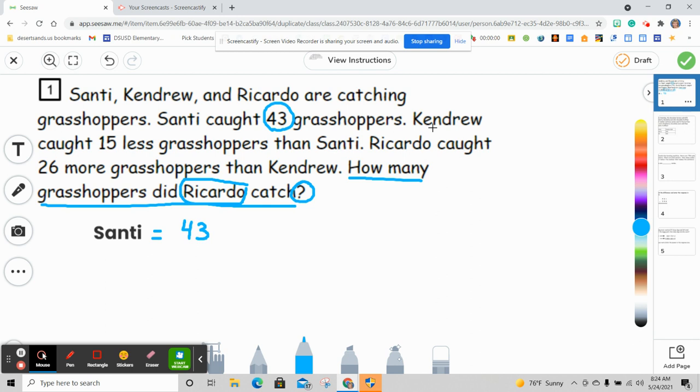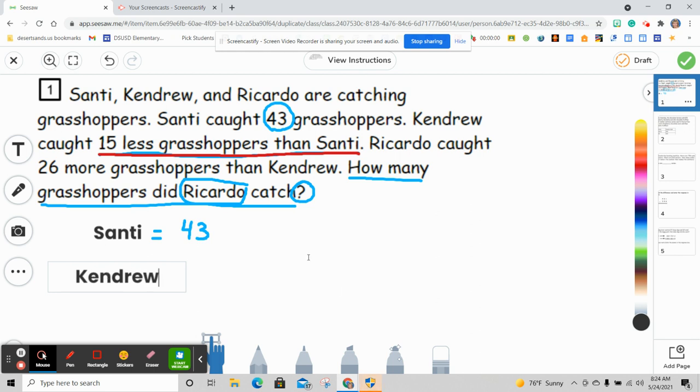Then my next information says Kendra caught 15 less grasshoppers than Santi. So all of this is information, because it's not just 15 less, but also than Santi. So Santi's information is also going to be very important. Let me put it with a different color so you can see it. 15 less grasshoppers than Santi. So this is for Kendra. So I'm going to type in Kendra's name now. Kendra.